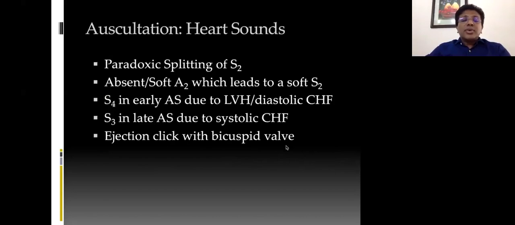Regarding heart sounds, I said you can have a very closely split second heart sound or a paradoxically split second heart sound. The second heart sound typically in aortic stenosis is single because the aortic component is not heard. You can have a third heart sound or a fourth heart sound when there is severe LVH and heart failure. S3 is characteristic of heart failure.